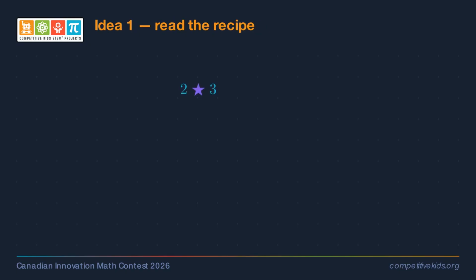Look at the first example, 2 star 3. The right-hand side is 2 plus 2 plus 2. That is 3 copies of 2. Now look at the second example, 4 star 2. The right-hand side is 4 plus 4. That is 2 copies of 4.